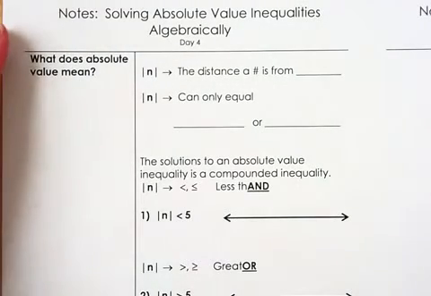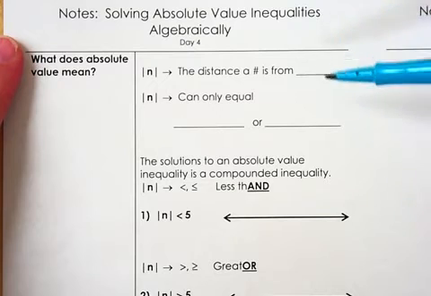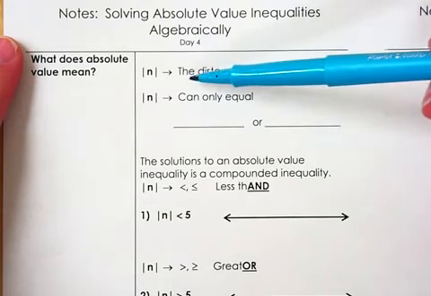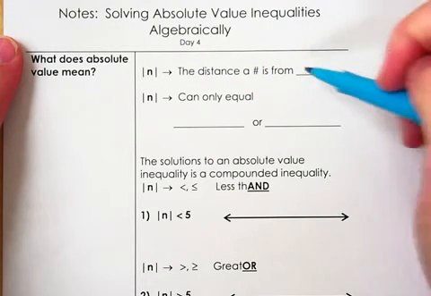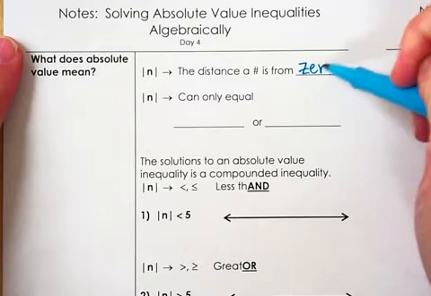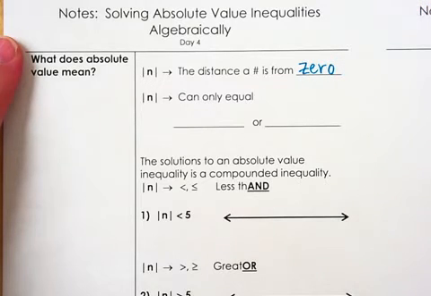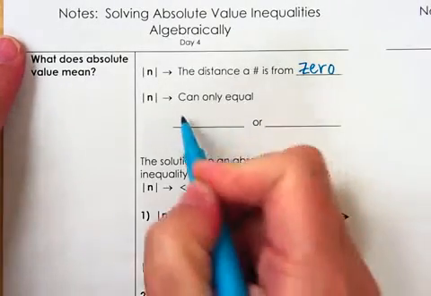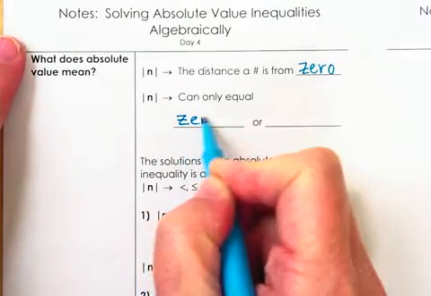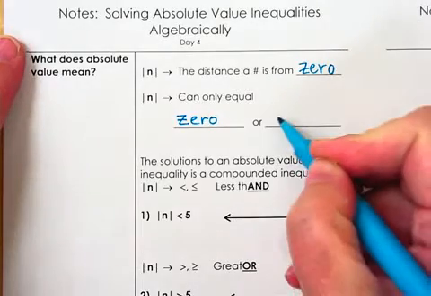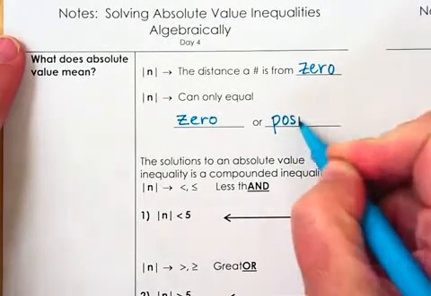Today we're going to solve absolute value inequalities. As we've talked about before, the absolute value means the distance a number is from 0 when you consider a number line. Because of that, when we talk about distance, distance can always be positive or it can be 0. So we can have a distance of 0, or distance has to be a positive number.